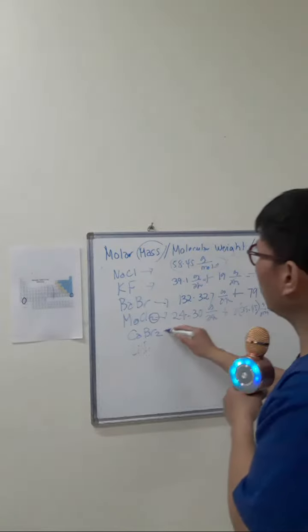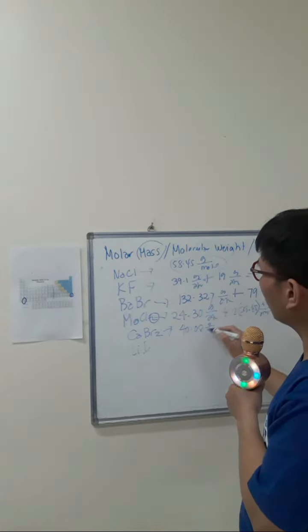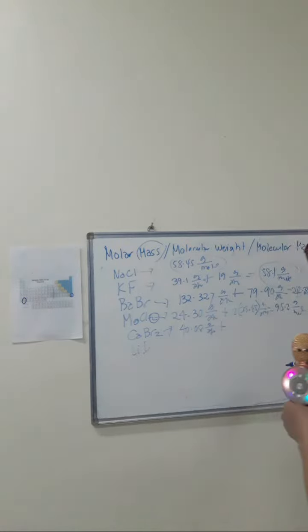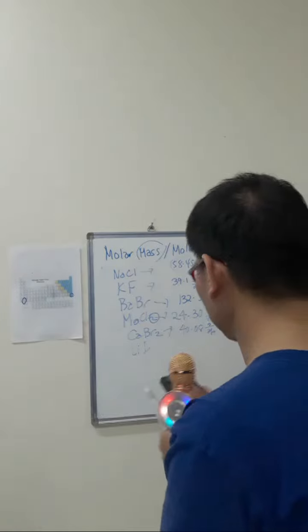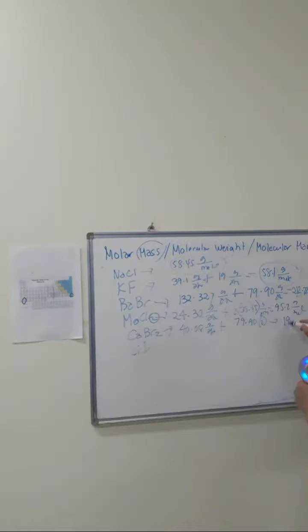Calcium bromide. Calcium has an atomic weight of 40.08 gram atom, plus bromine with atomic weight 79.90, times 2. So the molecular weight will be 79.90 times 2, plus 40.08, which equals 199.88. 199.88 gram per mole. Right, guys?